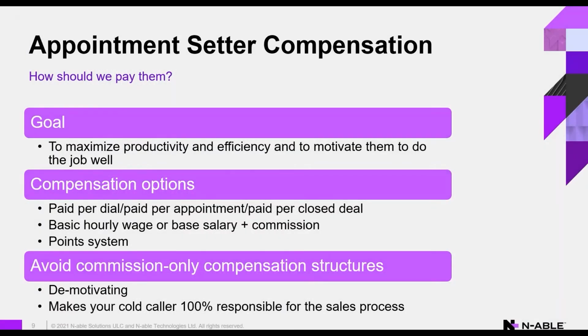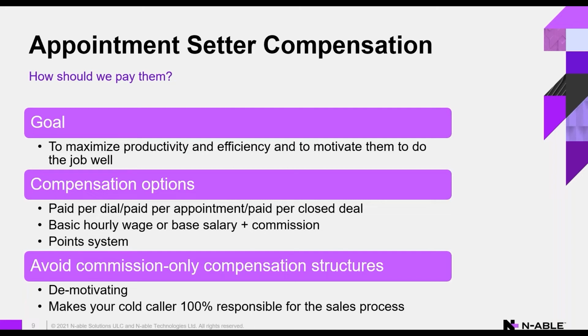So saying that, how do you build a comp plan for your telemarketer motion if this is going to be the first person that you bring into the sales org? That's generally one of the big questions that I get. I'm going to hire a cold caller. How do I compensate them? You want to pay them so that they're motivated to do the job well, which is going to serve to maximize the productivity and efficiency of your organization.